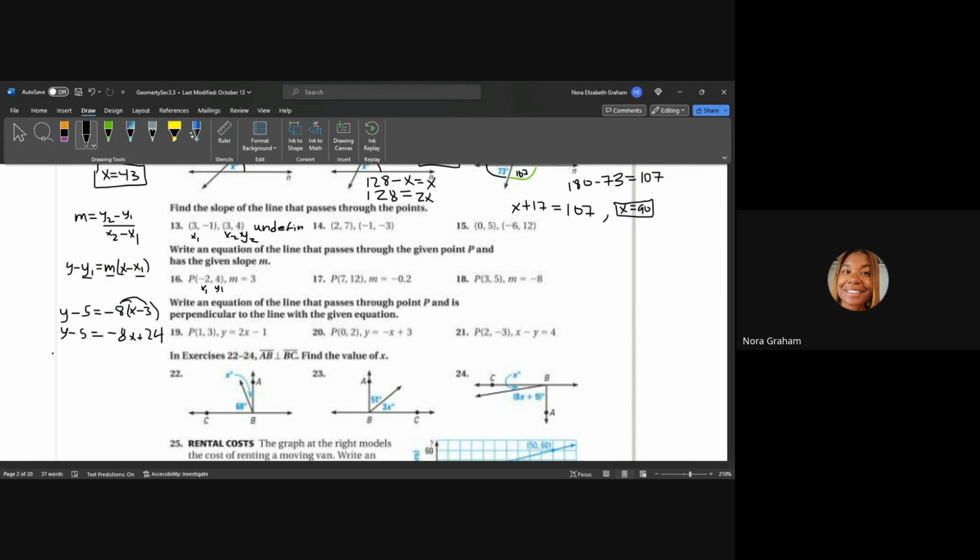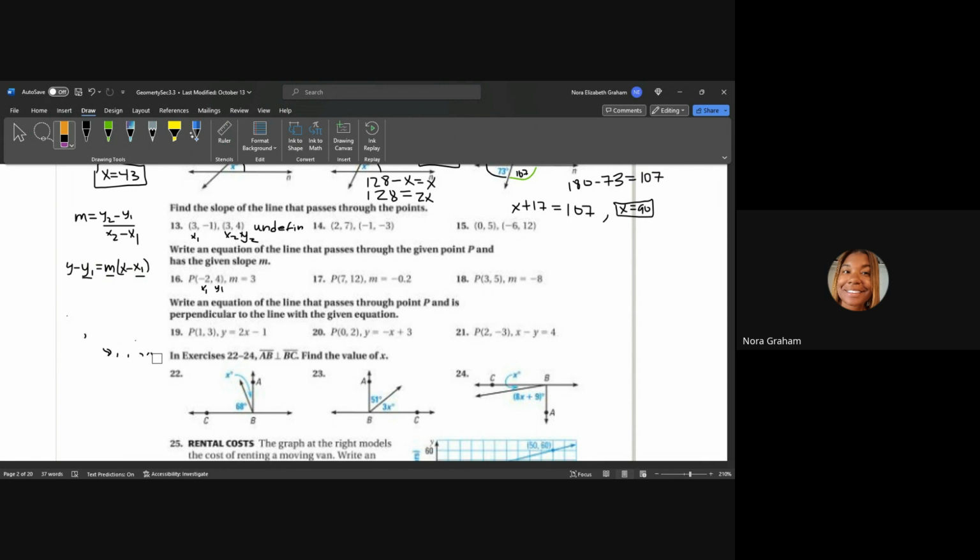So now I can add my 5 to both sides. I have y equals negative 8x plus 24, 25, 26, 27, 28, 29. There we go. Now we have 29. I was jumping the gun. And so again, y equals negative 8x plus 29. That's going to give me my line that passes through the point (3, 5) and has a slope of negative 8. So that was just a refresher on how to find the equation of a line given a point and a slope.